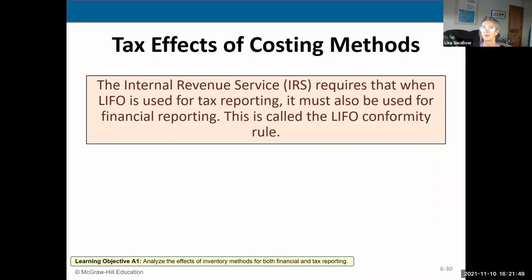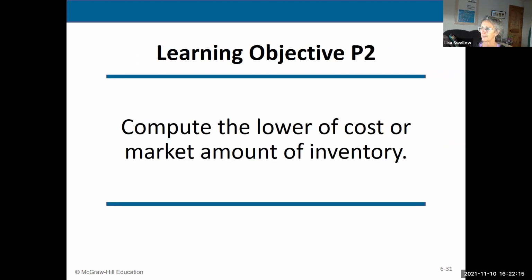So I think I told you when I introduced this that the IRS requires that whenever you use LIFO for your taxes, which is what most people do because it makes your COGS higher, your income lower, therefore your tax bill lower, you also have to do that for financial reporting. So you can't get the benefit of LIFO for taxes and FIFO for GAAP.